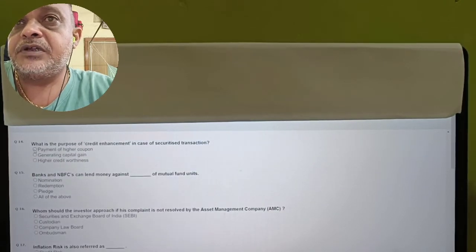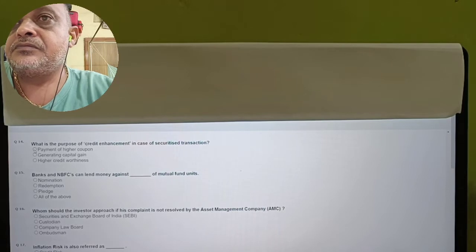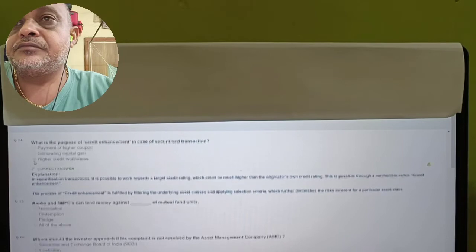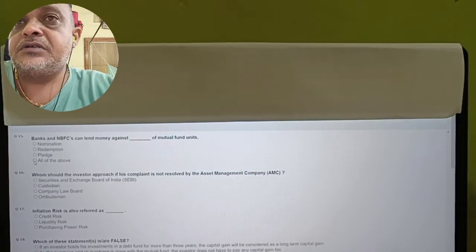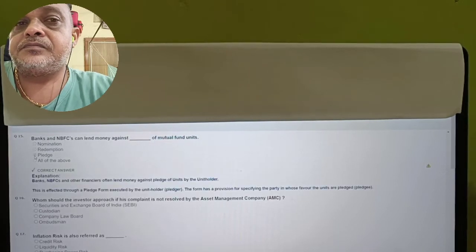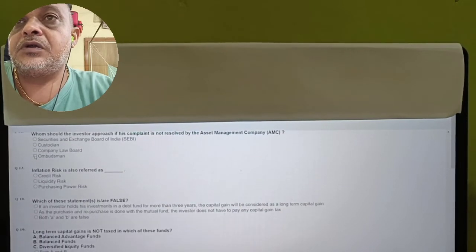What is the purpose of credit enhancements in case of securities transacted? It's higher credit worthiness. Banks and NBFCs can lend money against dash of mutual fund, against the pledge of mutual fund. Whom should the investor approach if his complaint is not resolved by AMC? It's SEBI.